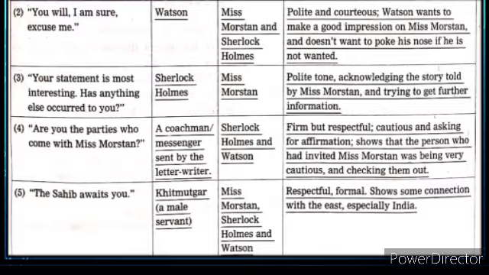Dialogue: Are you the parties who come with Miss Marston? Speaker: A coachman, a messenger sent by the letter writer, to Sherlock Holmes and Watson. Firm but respectfully cautious and asking for affirmation, it shows that the person who had invited Miss Marston was being very cautious and checking them out. Dialogue: The Sahib awaits you. Speaker: Khidmatgar, a male servant, to Miss Marston, Sherlock Holmes and Watson. Respectful, formal, shows some connection with the East, especially India.